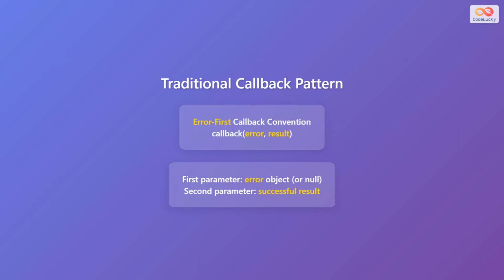The traditional callback pattern often follows an error-first convention. This means that the callback function expects the first parameter to be an error object, which will be null if no error occurred, and the second parameter to be the successful result of the operation. So the structure looks like callback with error as the first argument and result as the second argument. If the first parameter, error, is not null, it indicates that an error occurred during the operation. If the first parameter is null, it means that the operation was successful, and the second parameter will contain the result.